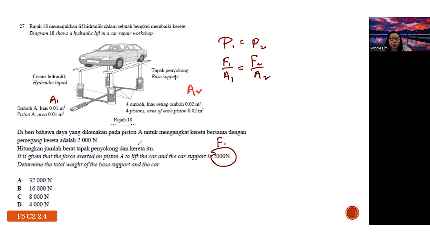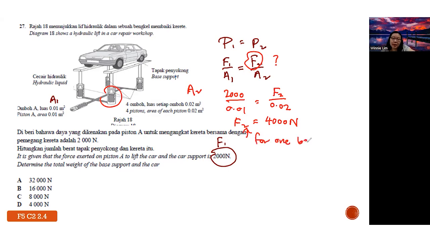And they basically want you to find the total weight. But before you find the total weight, you need to know each base support first, which means you find out F2. F2 is unknown. Now we substitute the values inside: 2000 over 0.01 equals F2 over 0.02. Then you press the calculator and you will get the answer: F2 is 4000 Newton. But F2 is not the answer yet, because this F2 is only for one base.